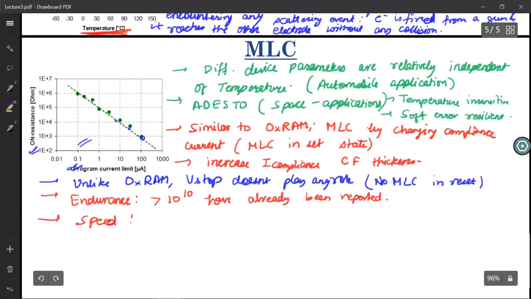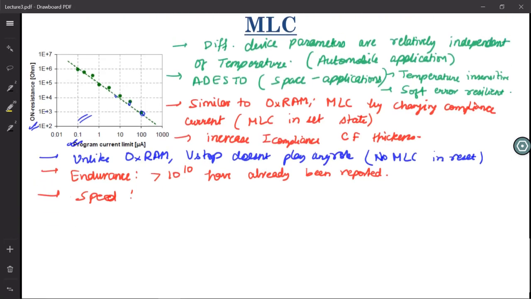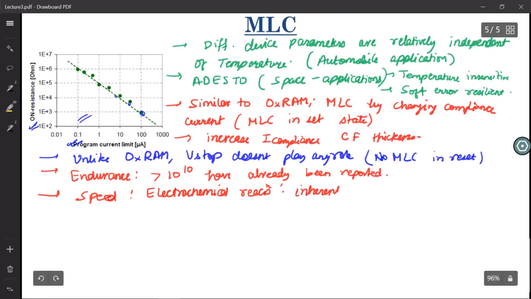Why so? Because the basic operation here is electrochemical reactions. Because of this inherent kind of operation, which is electrochemical reactions, which are inherently slow, the speed here is 10 to 50 microseconds. So it's close to flash or even higher than that. So this is where CBRAMs lack a lot, and that is why CBRAMs, I would say, have not become very popular in the market.